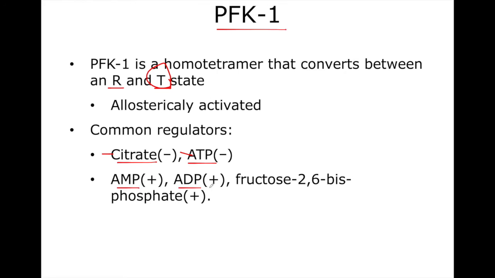AMP and ADP, those are activators. These are produced when ATP is hydrolyzed. So when these are high, it means we don't have a lot of ATP. So these bind allosterically and shift our equilibrium to the R state, increasing our activity and our enzyme's affinity for the substrate. And then one we want to talk more about is a molecule called fructose 2,6-bisphosphate, which is a potent activator of PFK1 and therefore an activator of glycolysis. So we'll talk more about this in just a little bit.